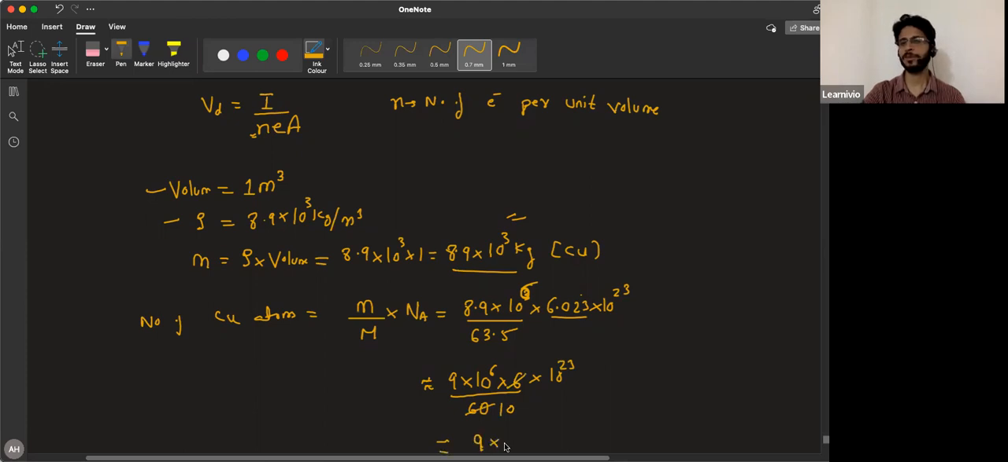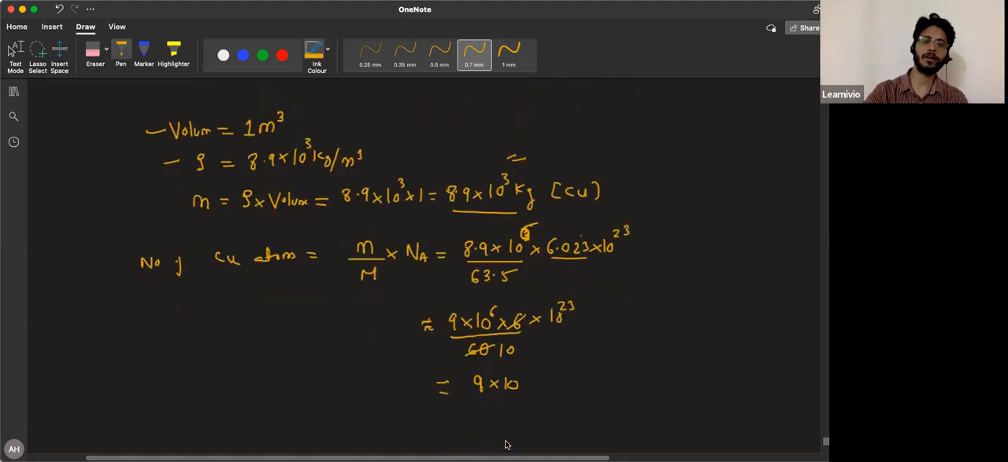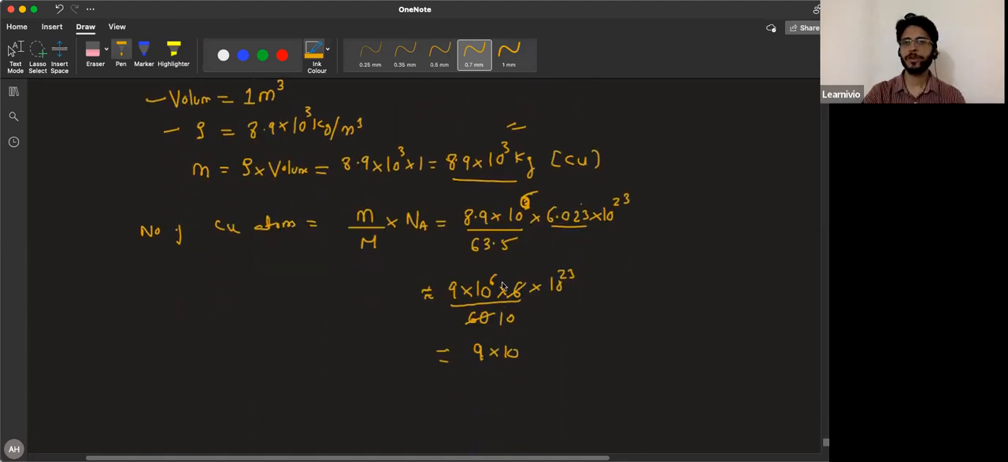See, this is a good method to get the order of magnitude. So 23 plus 6, it's 29, 27. So this much of copper atoms per meter cube we have. So if this is the number of copper atoms, Noah, then what's the number of electrons? What will be the number of electrons?